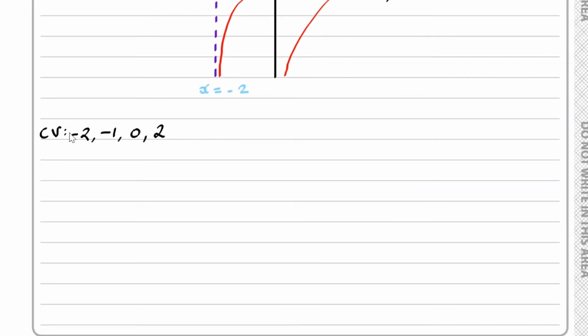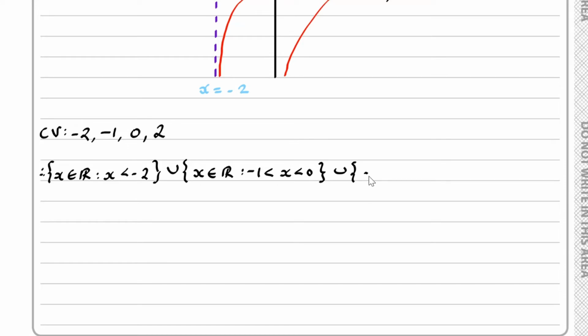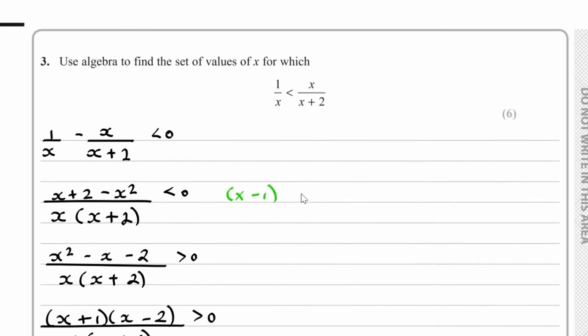So in set notation we have the following as a solution. We have x being less than -2, that's one of them. We have x being in between -1 and 0, that's another solution. And we also have x being greater than 2. Okay, so these here are our solutions.